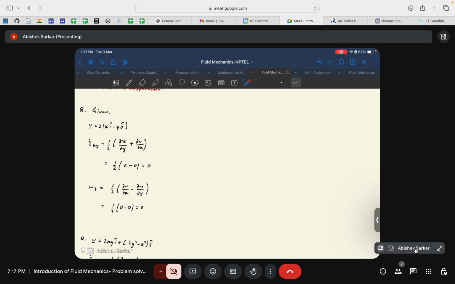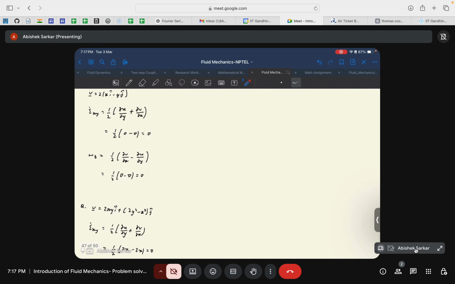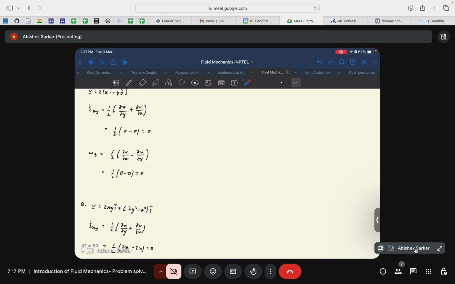Dou u by dou y would be equal to 0 because it's only a function of x. Dou v by dou x will be equal to 0, so we'll have epsilon xy equal to 0. You understand, right, why we are only considering epsilon xy?